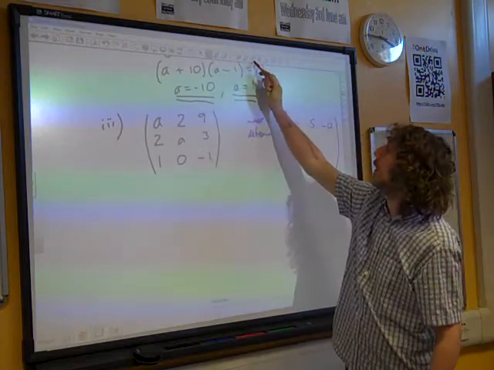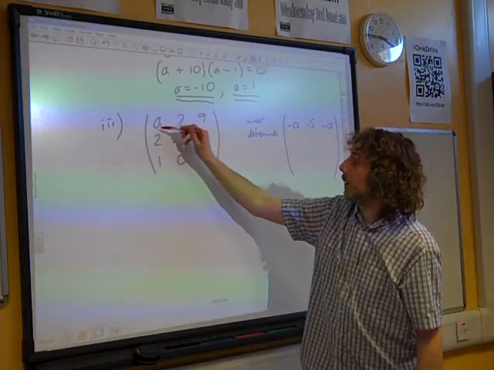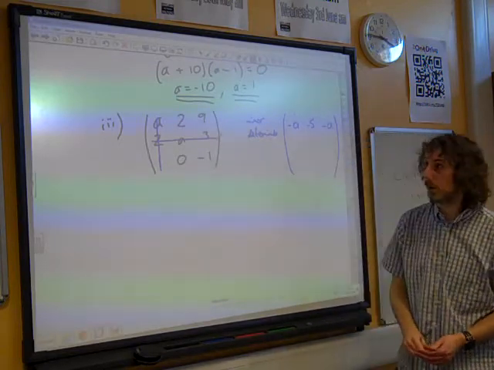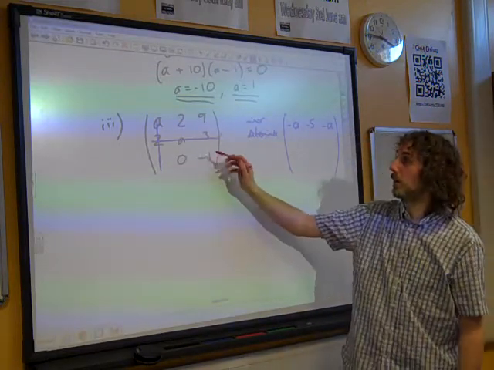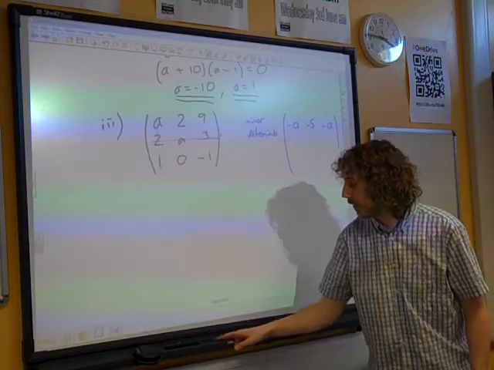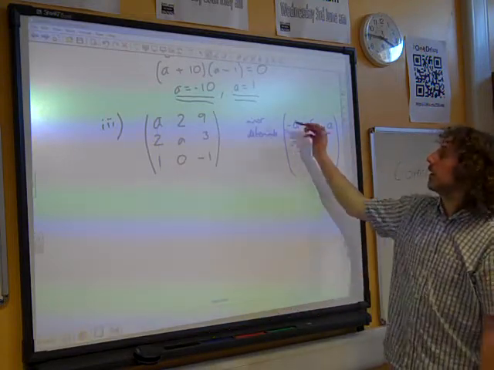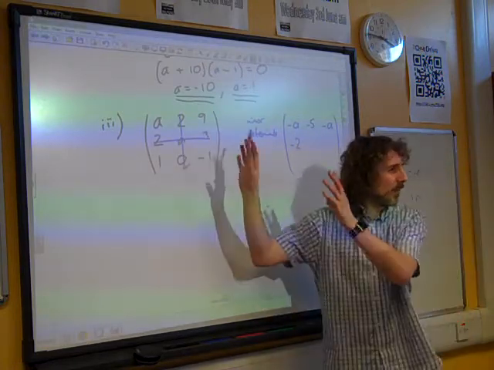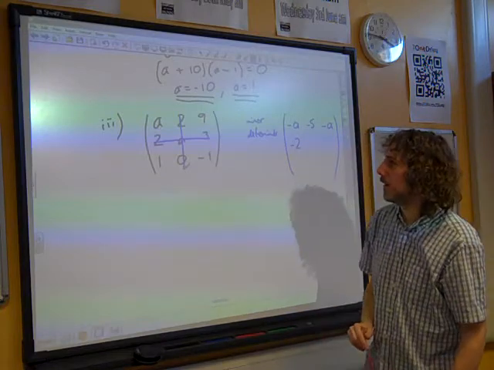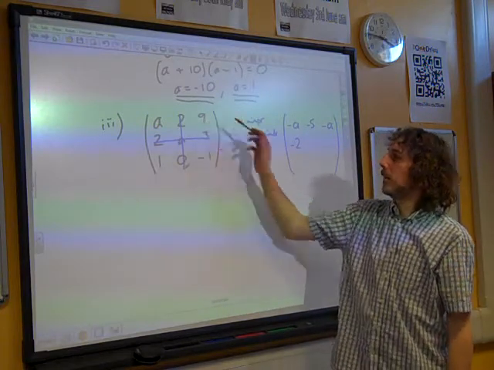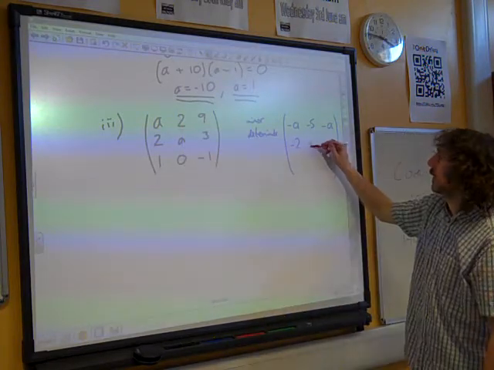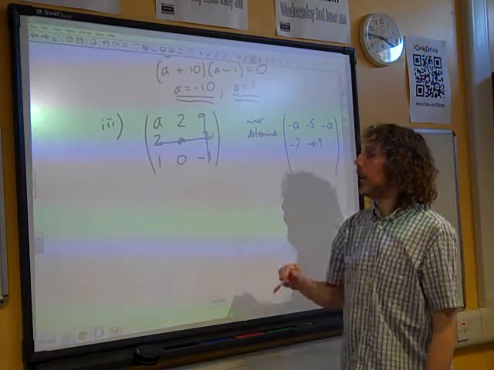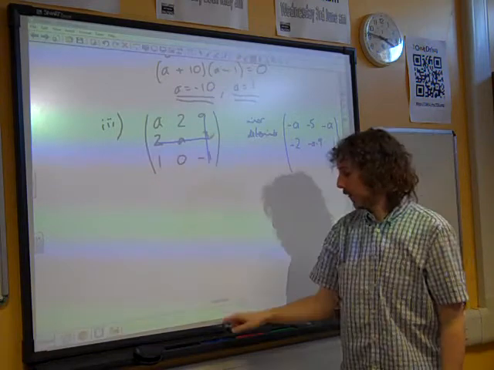Next row, so we're row 2, column 1. That's 2 times minus 1, because 0 times 9, take away 0 times 9. I bet you wish you had a pen that just faded away in the exam so you could do it. It makes it easy, doesn't it? Minus a, minus 9. And 0 minus 2.